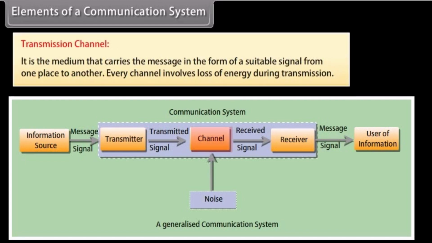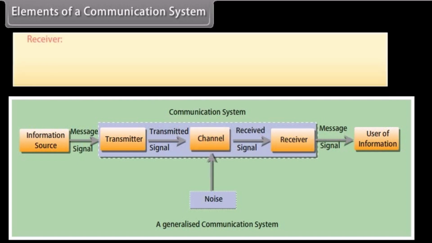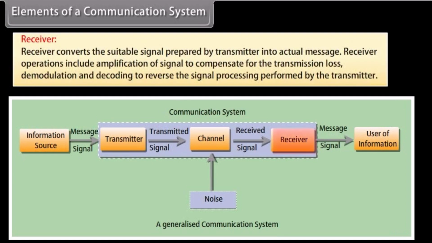Transmission channel. It is the medium that carries the message in the form of a suitable signal from one place to another. Every channel involves loss of energy during transmission. Receiver. Receiver converts the suitable signal prepared by transmitter into actual message. Receiver operations include amplification of signal to compensate for the transmission loss, demodulation, and decoding to reverse the signal processing performed by the transmitter.